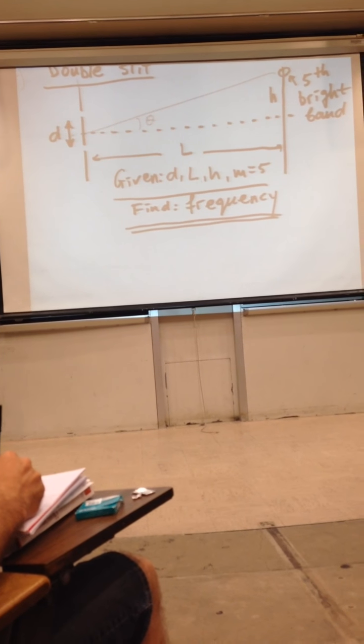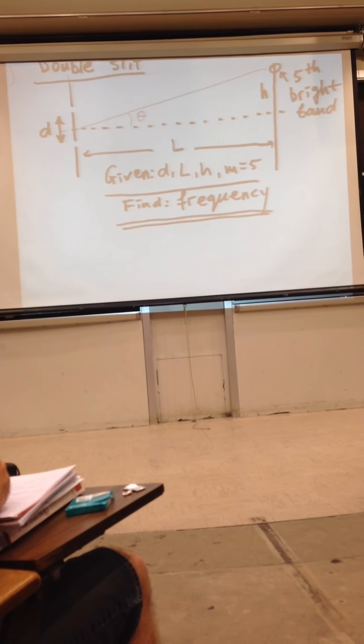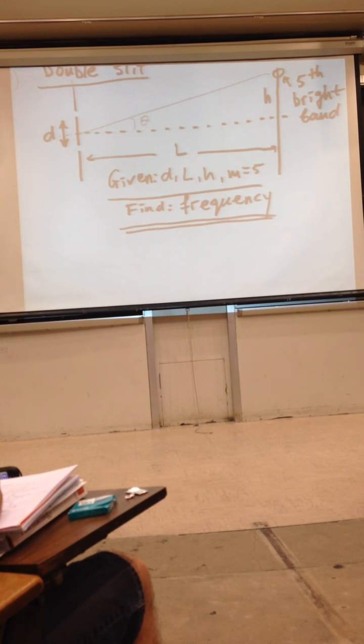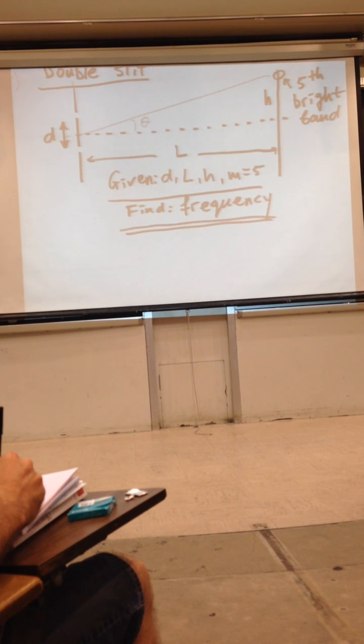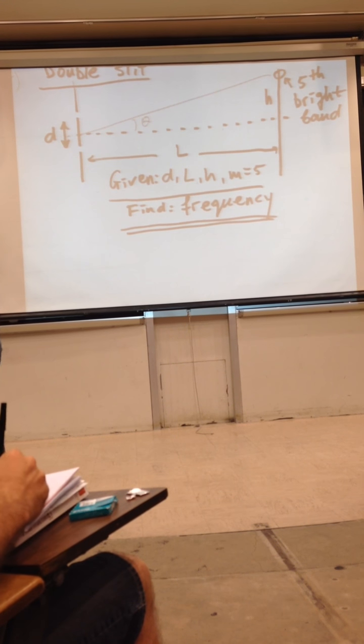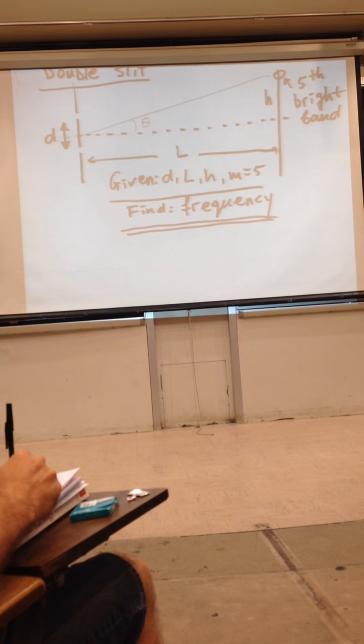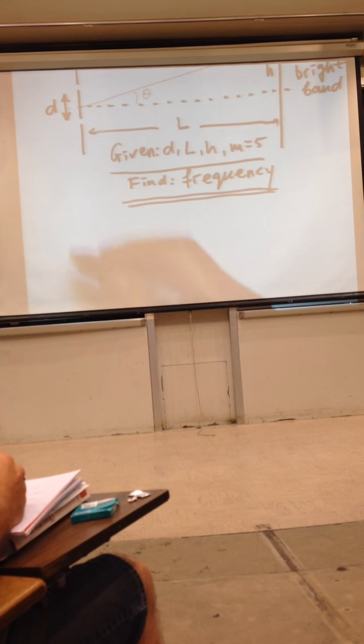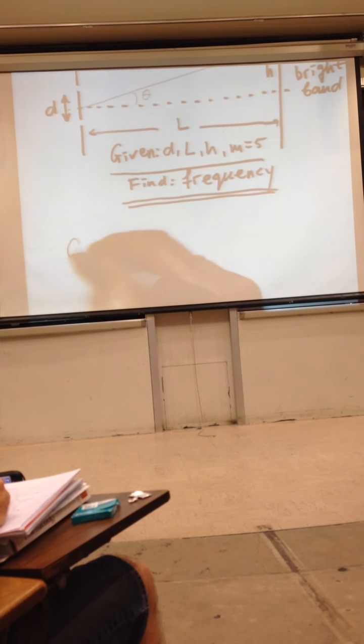Okay, bright fringe tells you that you should use the condition of constructive interference, because at that point you see a bright spot, at that point you have constructive interference. Then this is the equation, the formula for constructive interference.